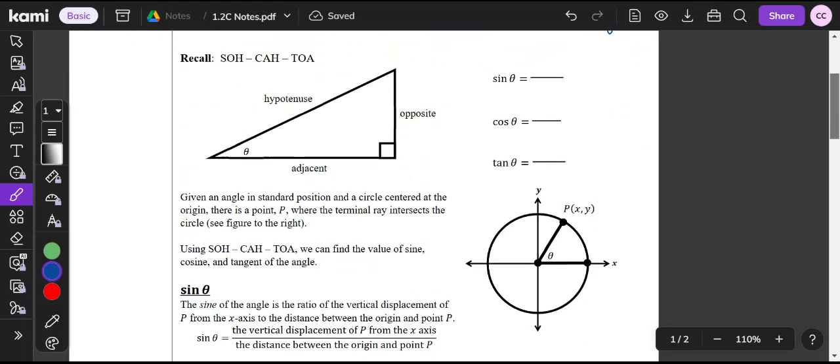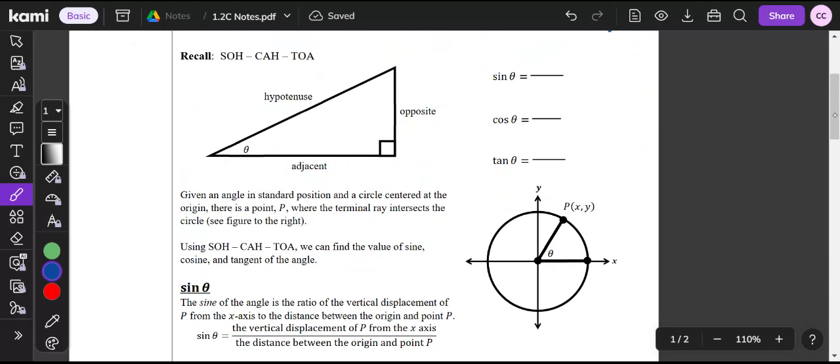Now, again, we've already reviewed this. You all should remember this, but remember on a right triangle, we have these three trig functions that represent ratios on a triangle. Specifically, it's one side of a right triangle divided by another side of a right triangle. And this acronym SOHCAHTOA helps us remember this.